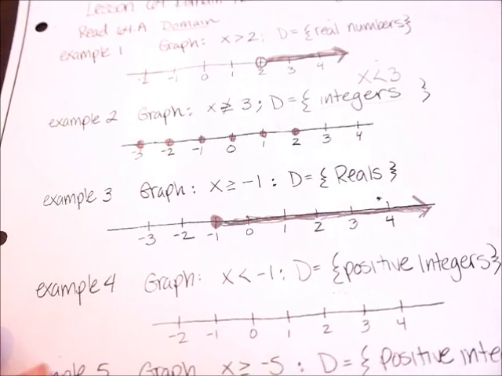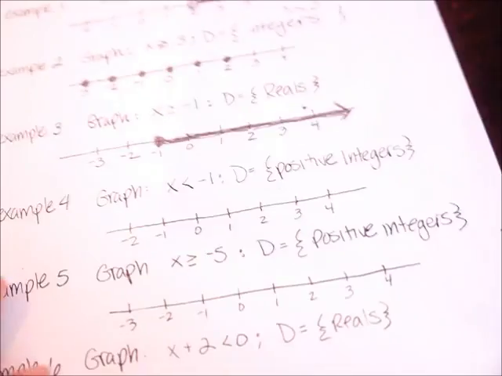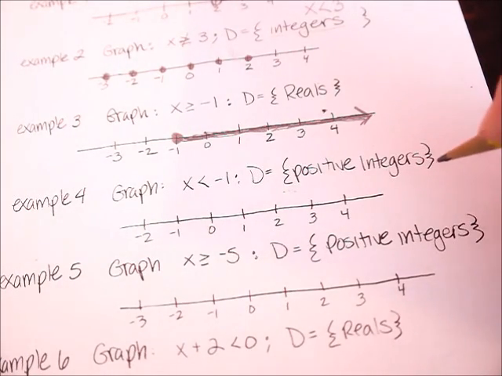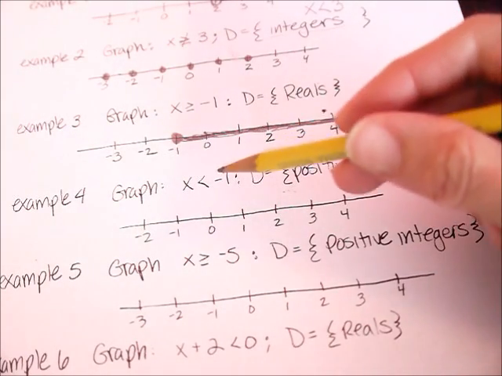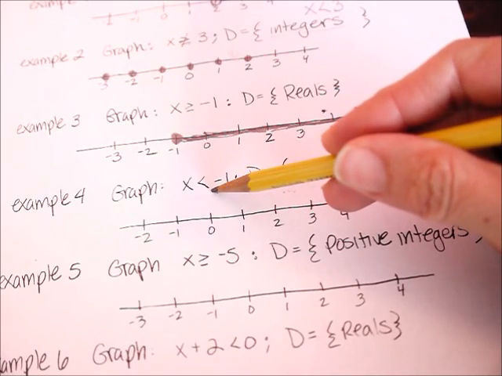Example 4. Ooh, now it says positive integers. So I know we're going to deal with dots, and we're looking at all the positive integers less than 1.